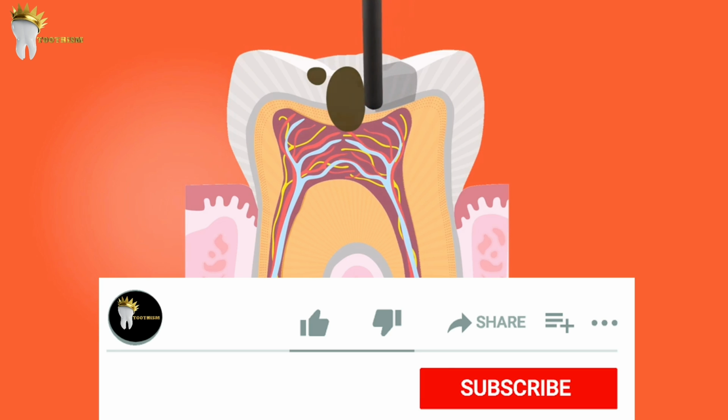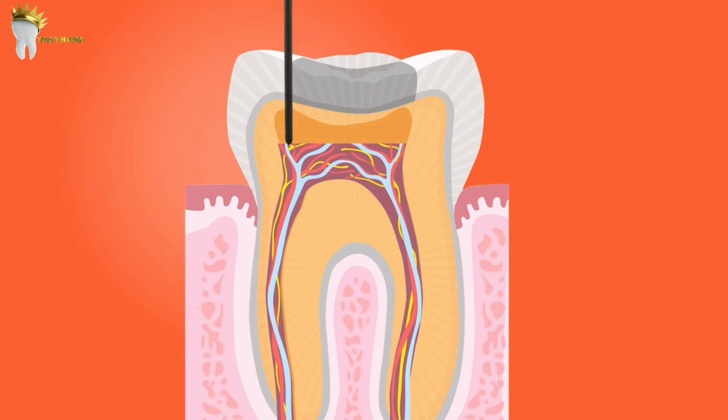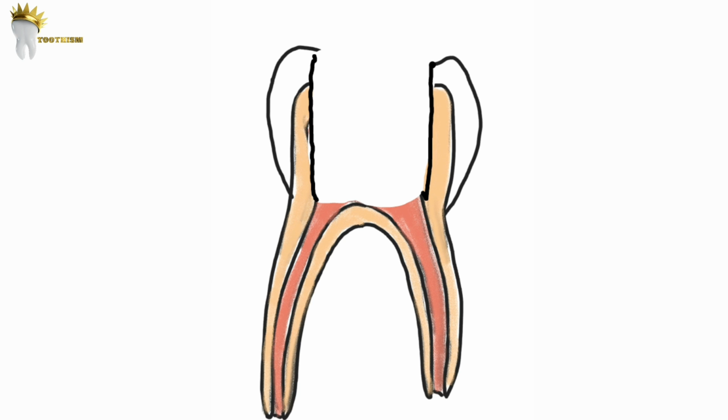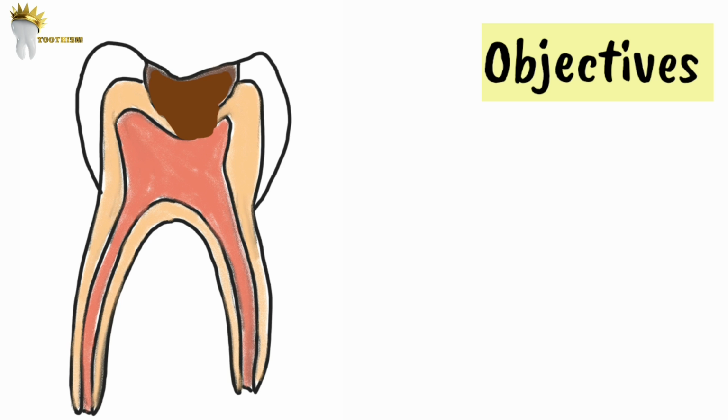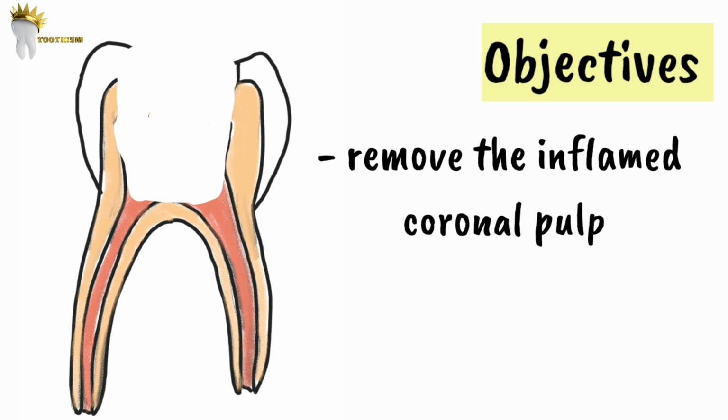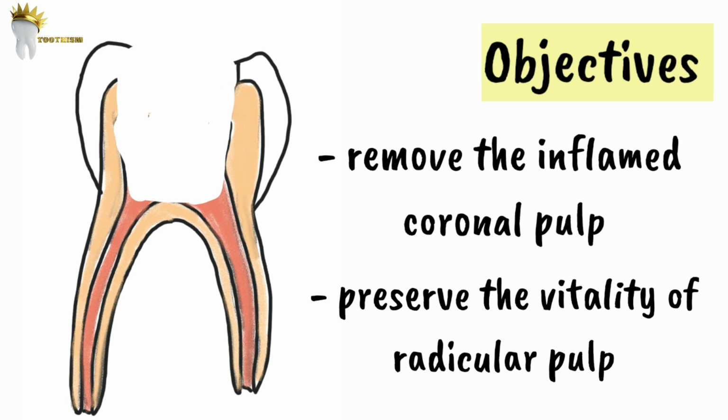Moving on to the next pulp therapy, pulpotomy. So basically, pulpotomy is complete removal of the coronal portion of the dental pulp followed by placement of a suitable medicament. Now this medicament promotes pulp healing and in turn preserves the vitality of the tooth. Let us look at the objectives. The objective is to remove the inflamed and infected coronal pulp, thus preserving the vitality of the radicular pulp. This helps in pulp healing.